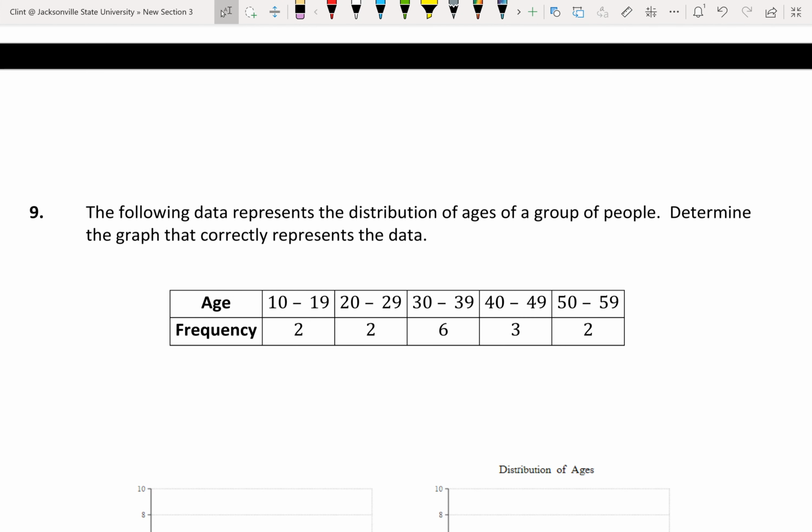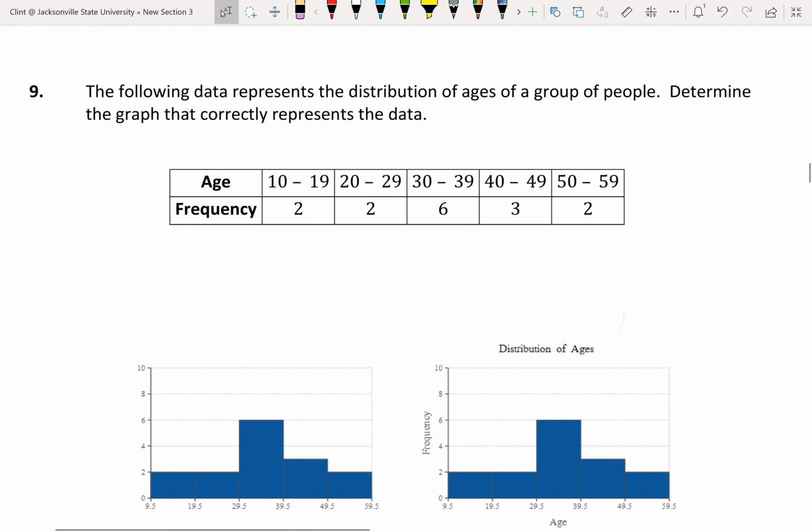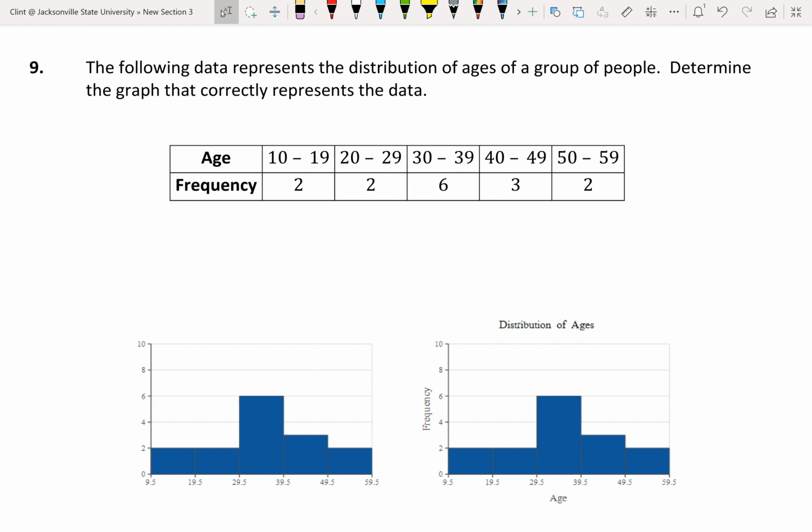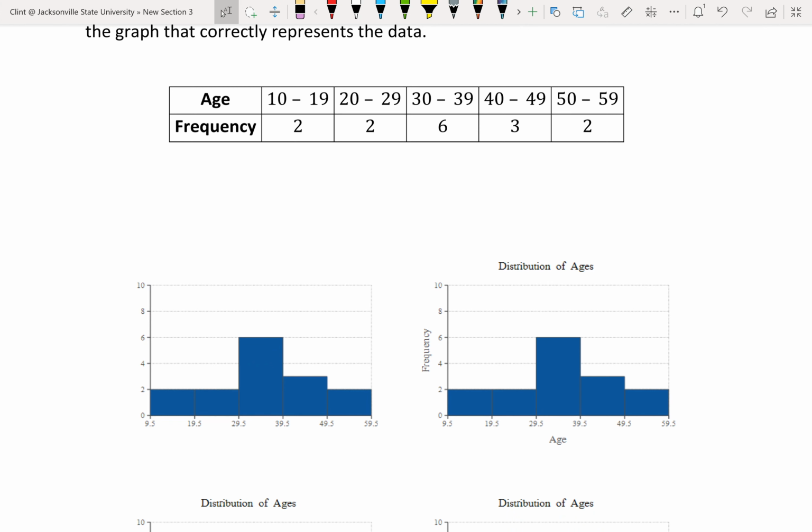This one says the following data represents the distribution of ages of a group of people. Determine the graph that correctly represents the data. Let's look at the top two first. Right away, I know it's not the first graph. How do I know that? It doesn't have any labels, and if we don't have labels, that's not going to be a good graph. If we look at the second one, that's looking promising, so I'm going to maybe come back to that one.